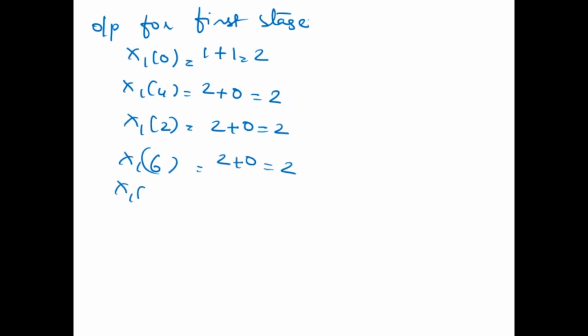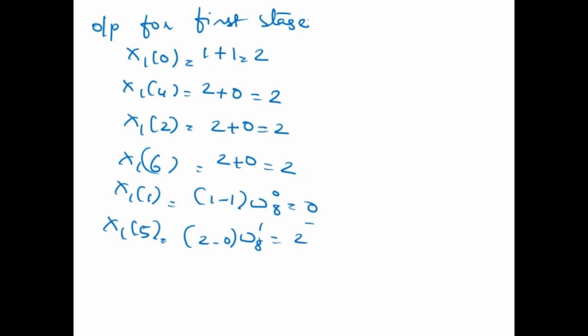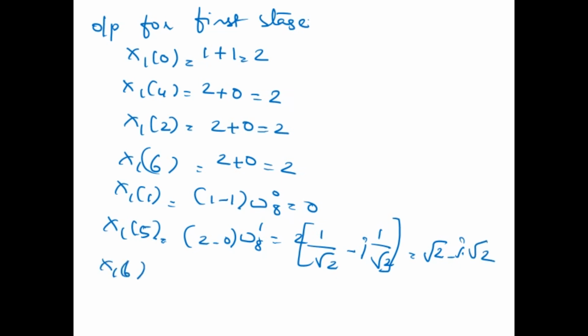Then x1 of 1 is 1 minus 1 into omega 8 of 0, which is equal to 0. X1 of 5 is equal to 2 minus 0 into omega 8 of 1, which is equal to 2 into 1 divided by root 2 minus j into 1 divided by root 2, which is equal to root 2 minus j root 2. Then x1 of 6 is equal to 2 minus 0 into omega 8 of 0, omega 8 of 2, which is equal to 2 into minus j, which is equal to minus j2.